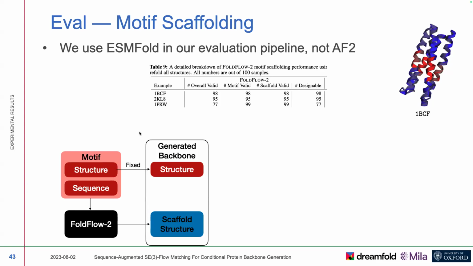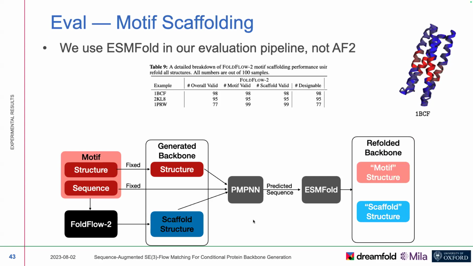FoldFlow-2 then generates essentially a scaffold structure, and the motif is kept fixed, and so you have this full generated backbone that has a motif region and a scaffold region. And you can take all of that information as well as the sequence, and you pass it into Protein MPNN, and you ask Protein MPNN to design a sequence for the scaffold while keeping the motif sequence fixed. And then you take that predicted sequence, you pass it to ESMFold. This is actually a notable difference. We used ESMFold instead of AlphaFold-2 in our eval pipeline. So it's not directly comparable with the original RFdiffusion numbers, but we recomputed them.